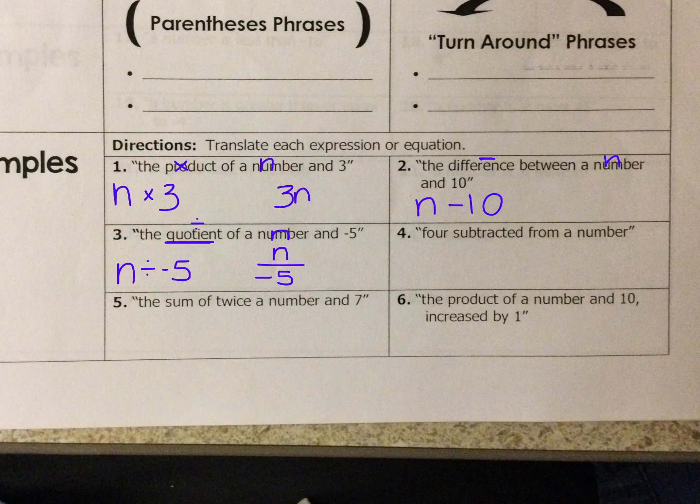4 subtracted from a number. Well, subtracted from, obviously we're going to be subtracting, but this is a turnaround phrase. When we have a turnaround phrase, that means we take the back, which will be our N for number, and we take the front and we switch places. So N on the front, 4 on the back, subtracted from in the middle.